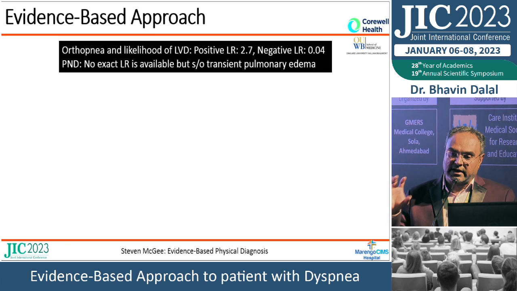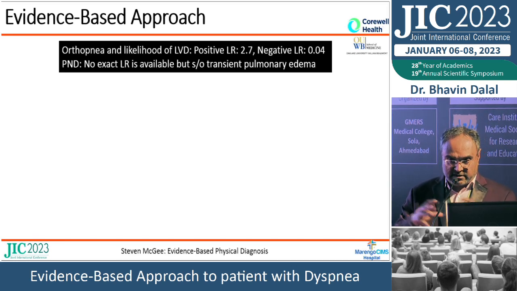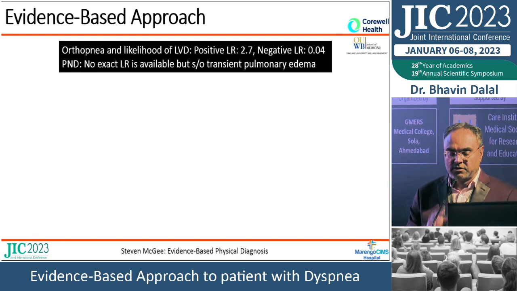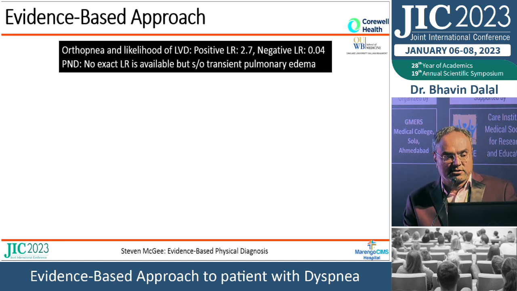What he did, he collected all the studies in which the physical exam findings or the history findings were mentioned, and then did a kind of meta-analysis, and then he published this book, again an excellent book if anybody is interested to read. For example, for orthopnea, the likelihood ratio of left ventricular dysfunction or failure is 2.7, and if orthopnea is absent, the negative likelihood ratio is 0.04.